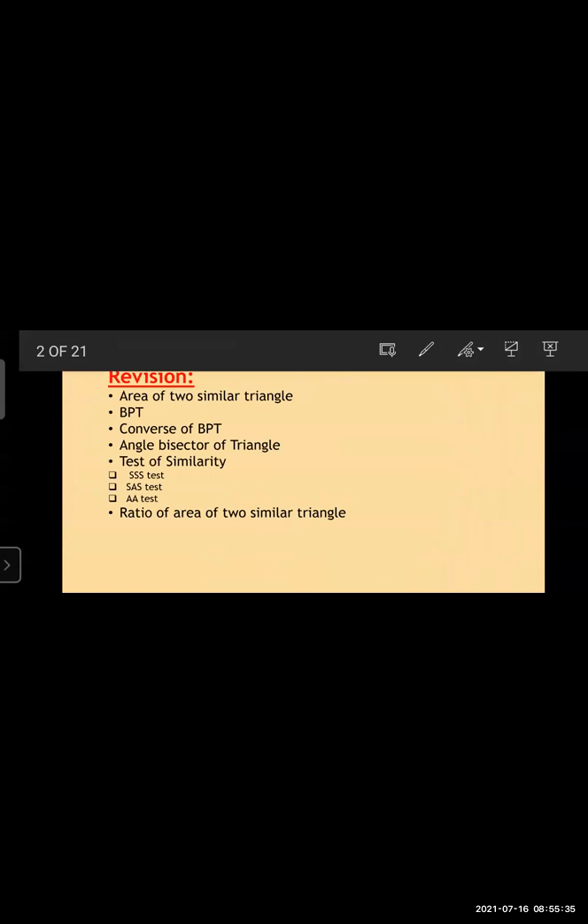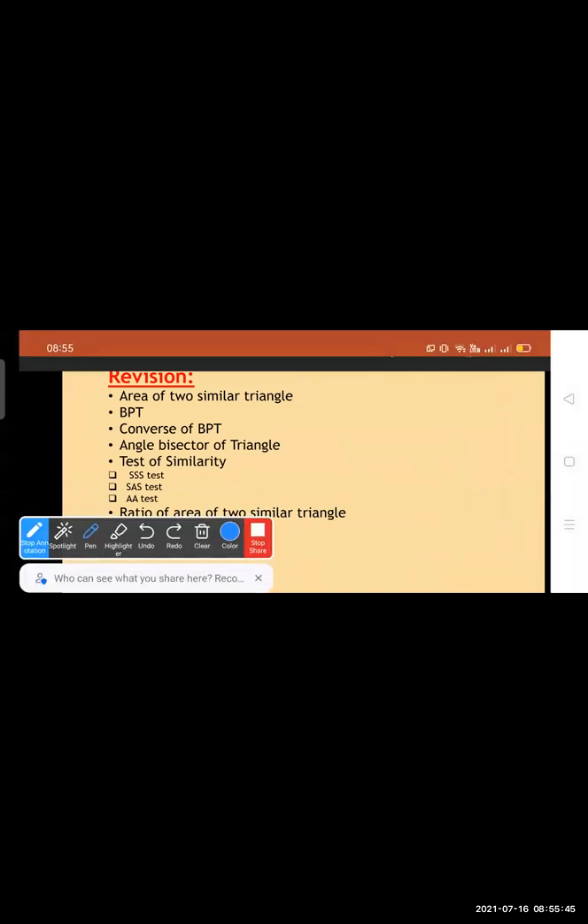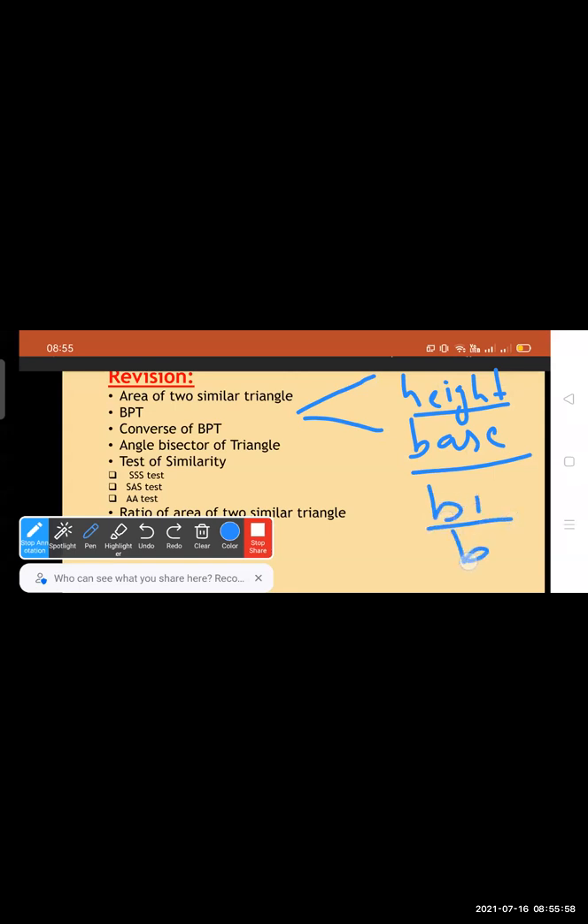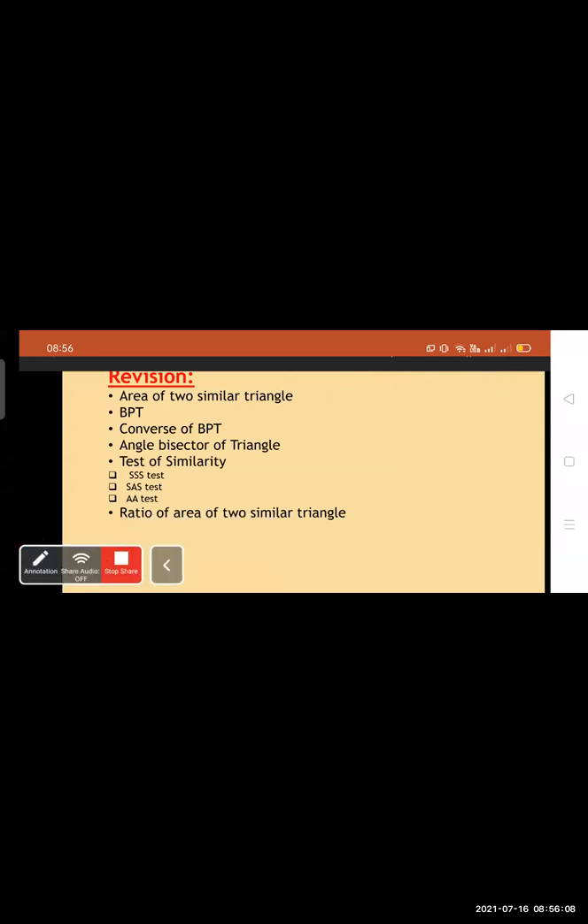First is the area of two similar triangles. Here we find the ratio of the areas of two similar triangles by applying a condition. There are two conditions: if height is the same, or if base is the same. If height is the same, then we find the ratio using the formula B1 by B2. And if base is the same, then we find the ratio of the areas of two triangles using the formula H1 by H2. Okay, now next is the BPT, basic proportionality theorem.